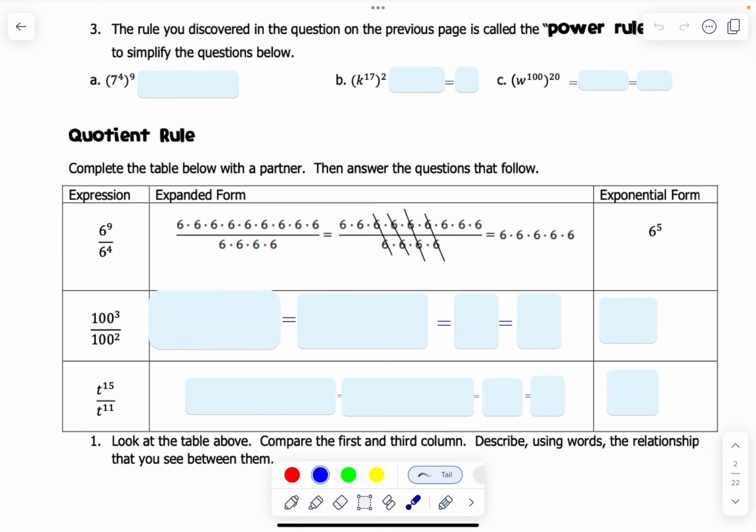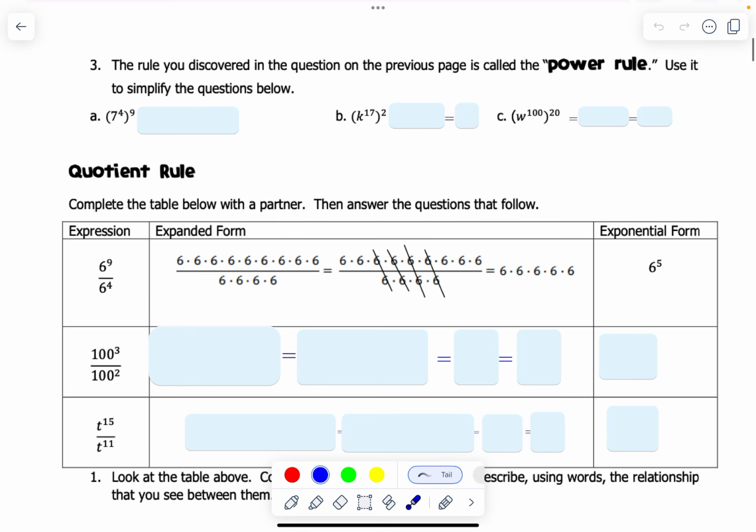All right. So what we call that rule is the power rule. So let's have you practice on these examples below for number 3. Pause the video when you're ready. Go ahead and unpause and we'll go through them. All right.